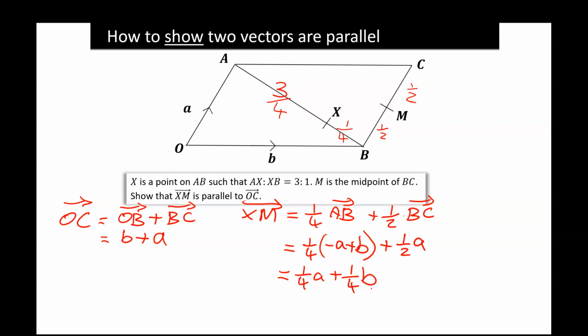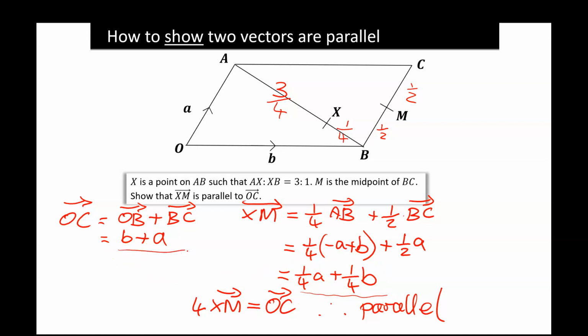Okay, so we've been tasked to see whether they are parallel. Well, they are parallel. If you look, they are a multiple of each other. So if we did 4 lots of XM is equal to OC, therefore they're parallel. Always need to state it at the end, just so you're really clear what you're doing. You're showing that it's a multiple. If we times XM by 4, we do get OC. So that's how you show that they are parallel.